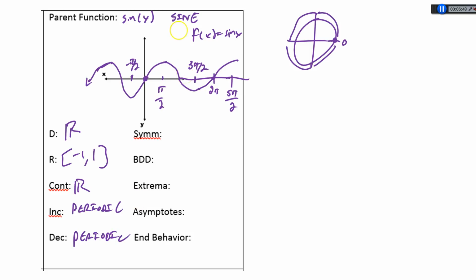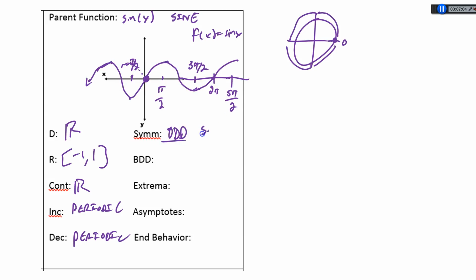Symmetry. This is an interesting one. It doesn't have y-axis symmetry because then I would need a bump over here to match up with this one. But if you spun it around this point, obviously it goes on forever in both directions, but if you spun it around this point, this hump would go here. This hump would go here. It does have odd symmetry.